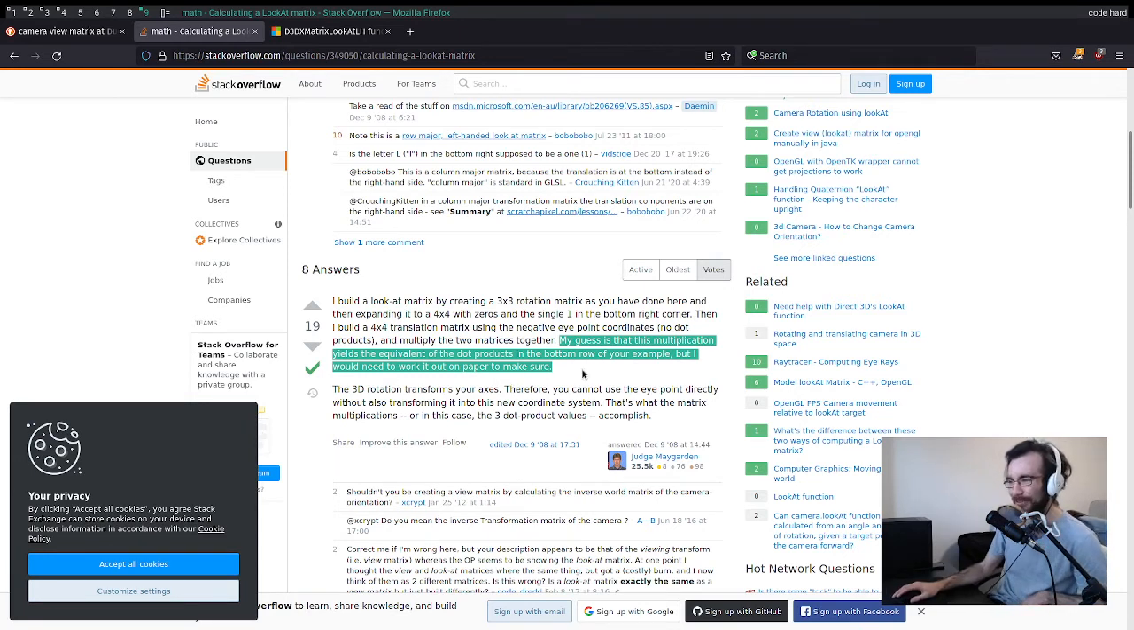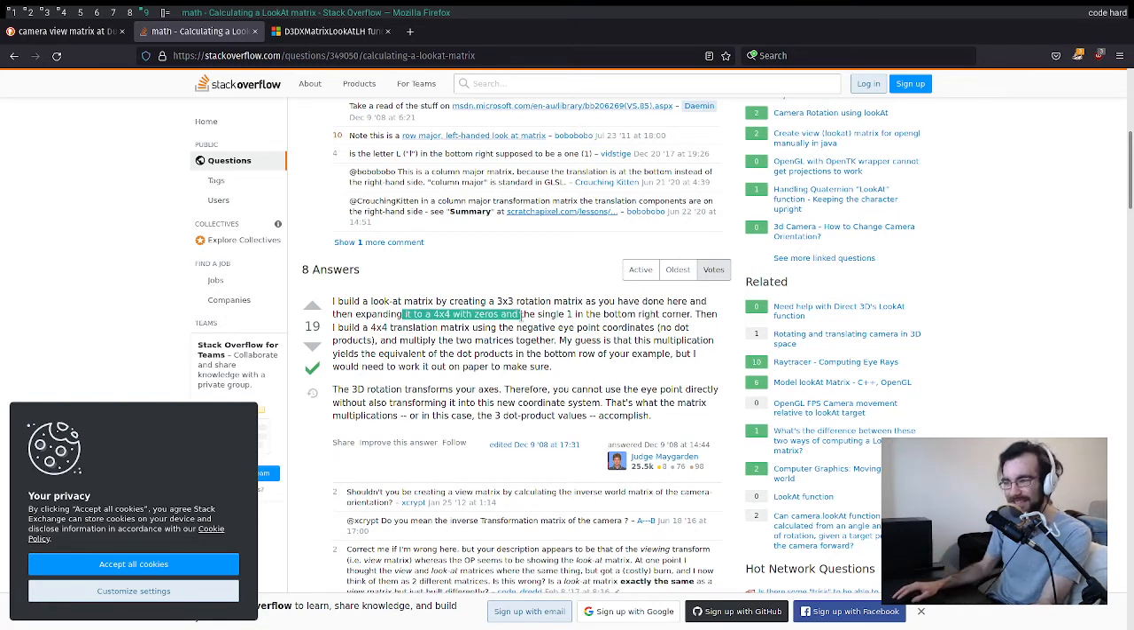Multiplication yields the equivalent of the dot product in the bottom row in your example. Then, using the negative I point coordinates, multiply the two matrices together. Hold on. That sounds interesting.